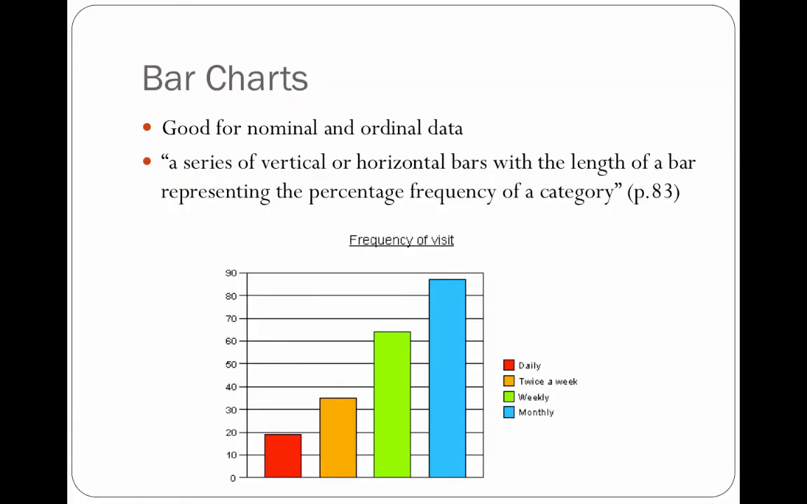So a second type of chart is a bar chart, and bar charts are also good for nominal and ordinal level data. It's basically a series of vertical or horizontal bars with the length of the bar representing the percentage frequency of a category. So here we have an example of a very simple bar chart of frequency of visit, and then you can see that we have the percentage for each of those categories represented by the bar.